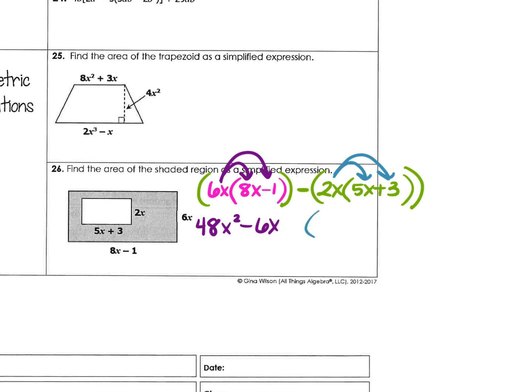So this one's going to be 10x squared and 6x.